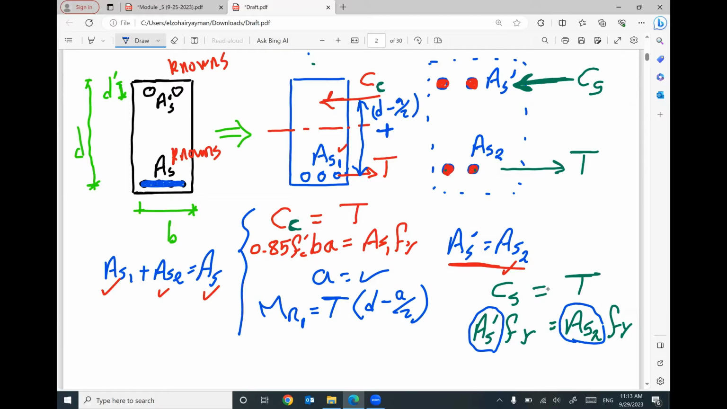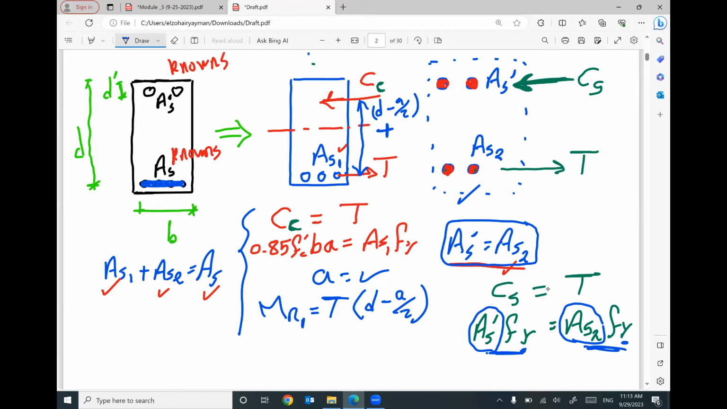This is just to give you a hint. Why I said area steel prime must equal area steel 2: the part of steel reinforcement under compression must equal the part of the steel reinforcement under tension for this part. Why? To make sure we have equilibrium, because fy equals fy.